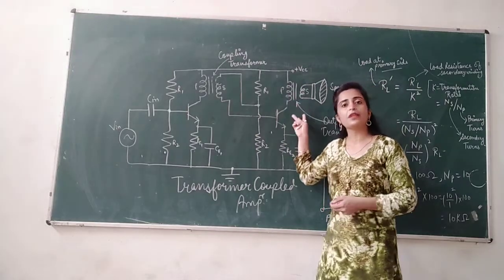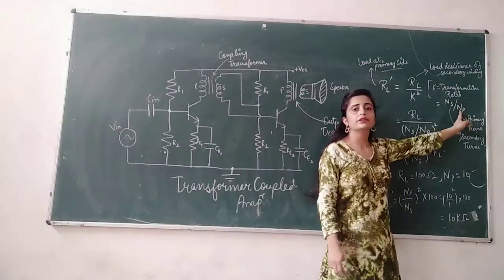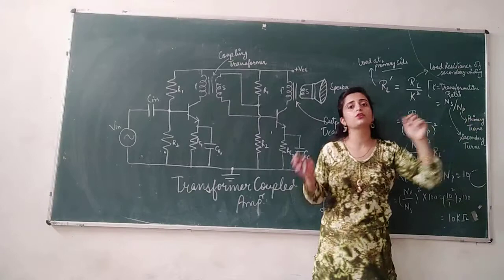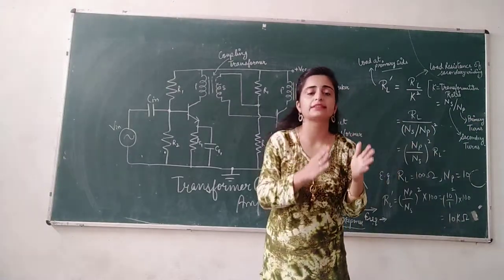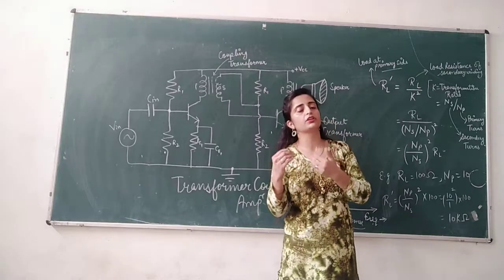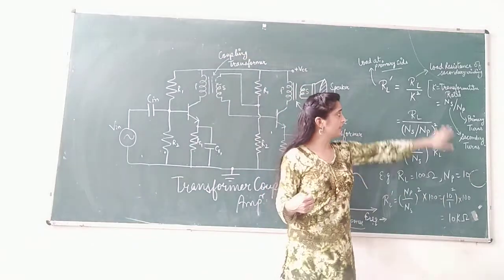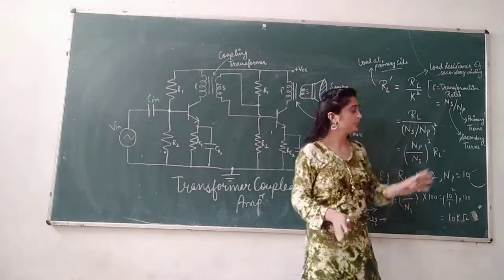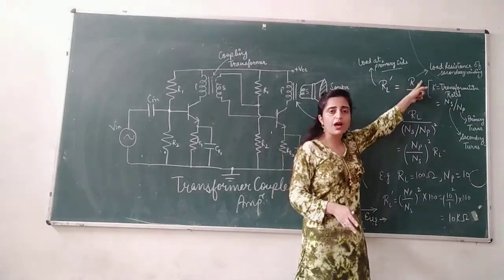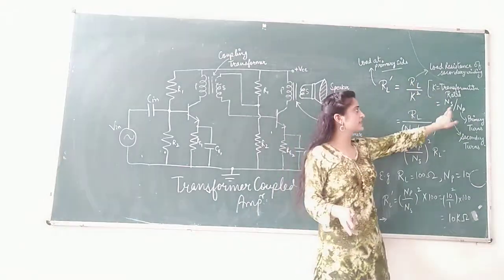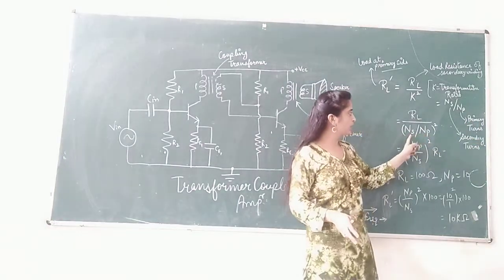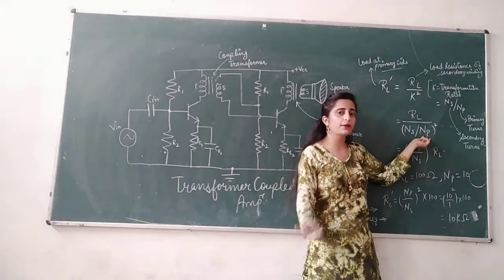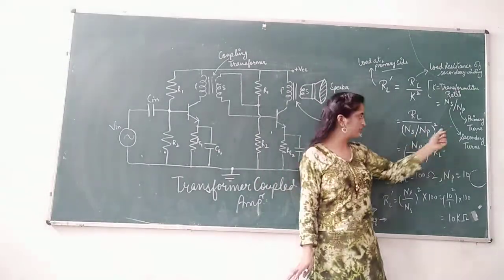K square is the transformation ratio, that is at which particular point the transformation is happening. It is basically the secondary windings divided by the primary windings. That is the ratio of the number of turns in the secondary divided by the number of turns at the primary side. The ratio of the two is basically called K, that is the transformation ratio. So RL dash is equal to RL divided by K square, where K is Ns by Np. So here it will be Ns divided by Np, the number of turns at secondary divided by the number of turns at primary side, and the square of this.